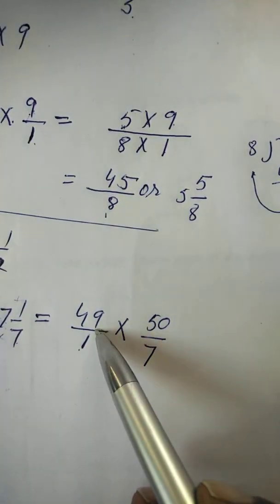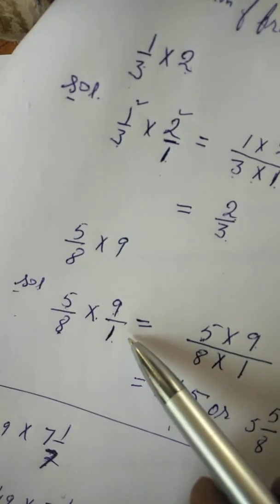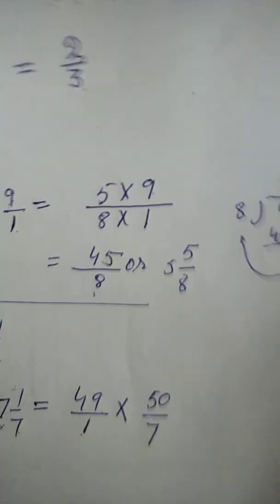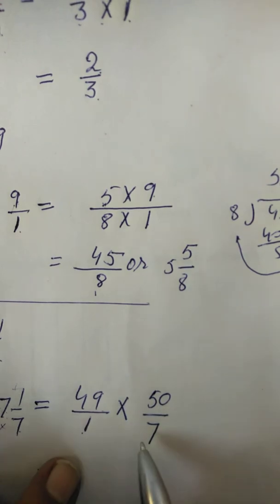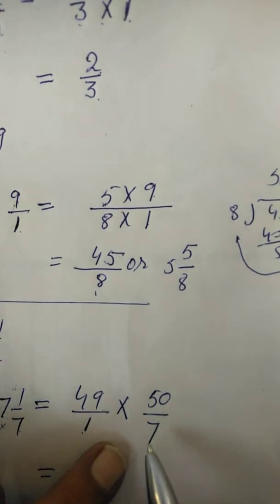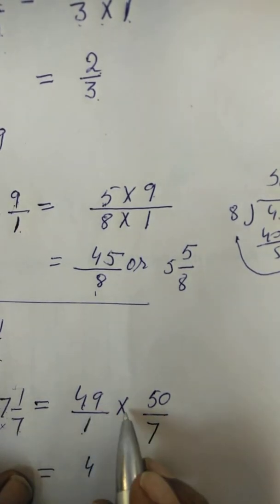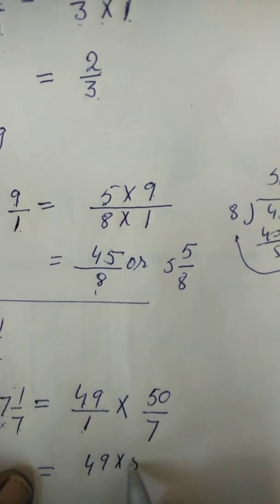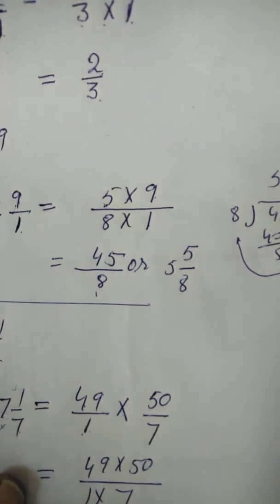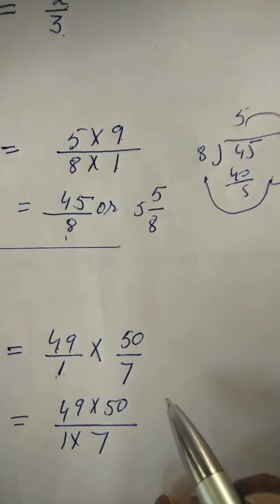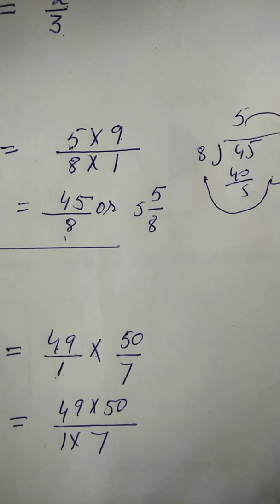Now again it is similar to question number 1. Just see that it is a similar one, right? After that, just look here: 49 multiplied by 50 upon 1 multiplied by 7. Next we can reduce the fraction into lowest terms also.